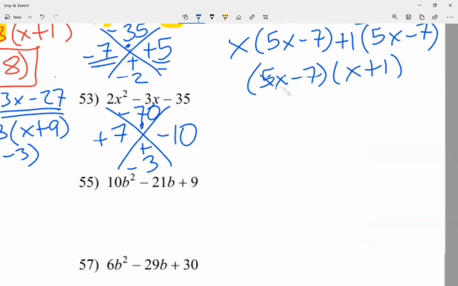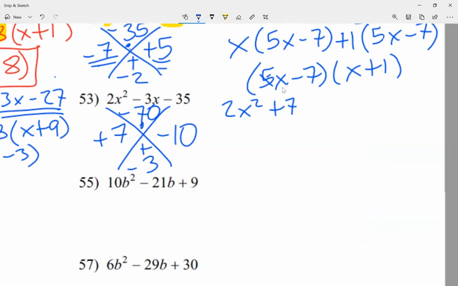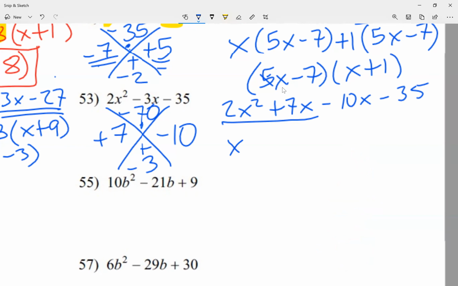So I'm going to split my middle term. Let me write 2x squared plus 7x minus 10x minus 35. I look at the first two terms. Numbers wise, nothing I can do, 2 and 7. But I can factor an x out. So it's going to give me 2x plus 7.